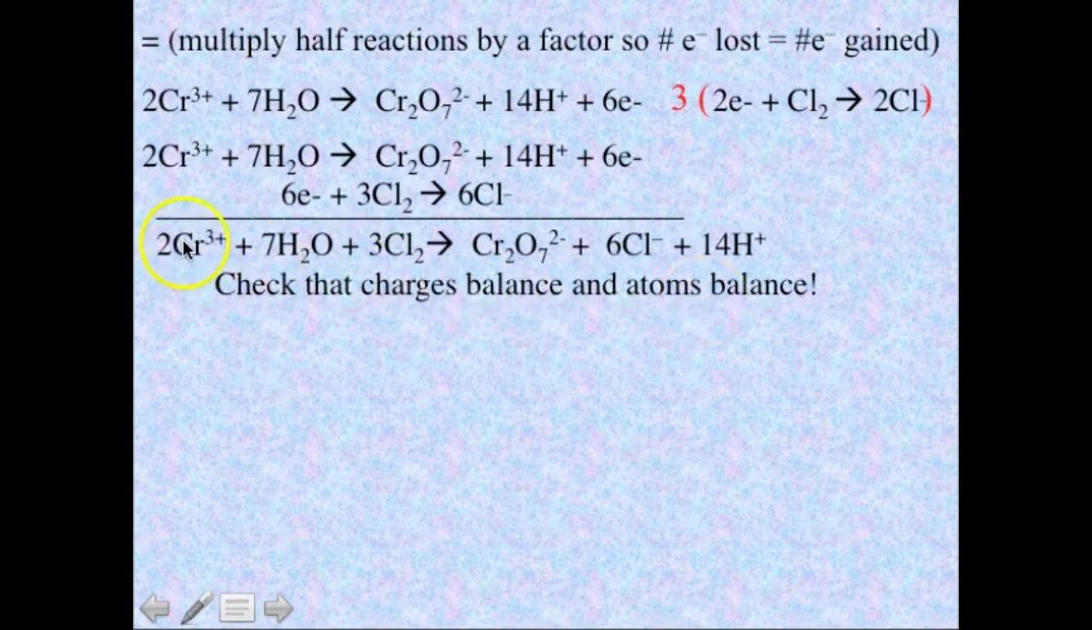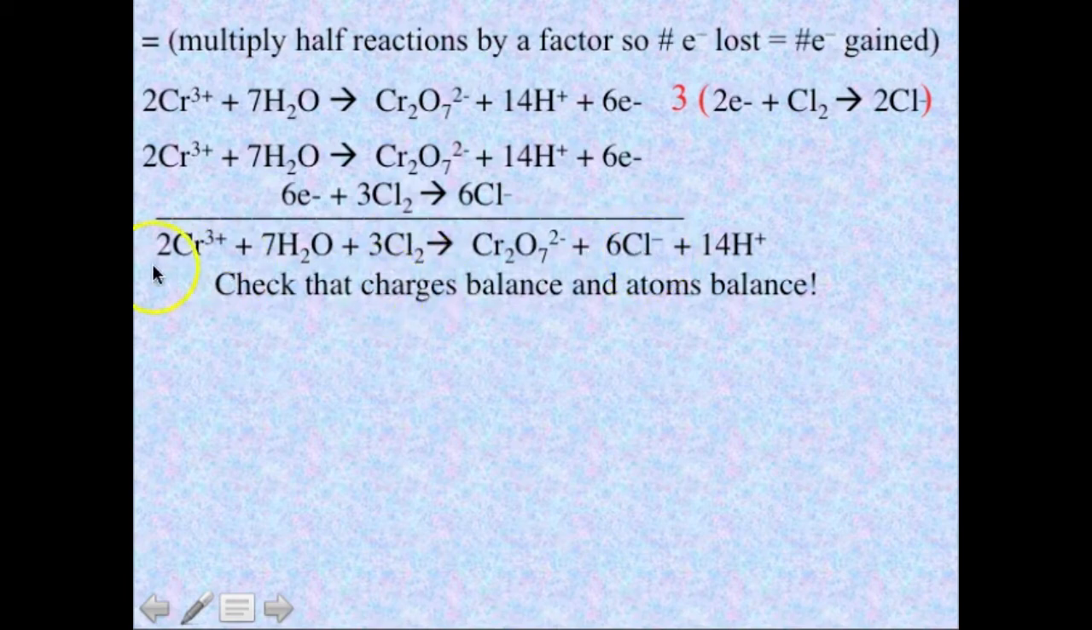We have 2 chromium on the left, 2 chromium on the right, 14 hydrogen on the left, 14 hydrogen on the right, 7 oxygen on the left, 7 oxygen on the right, 6 chlorine on the left, 6 chlorine on the right. The atoms balance.